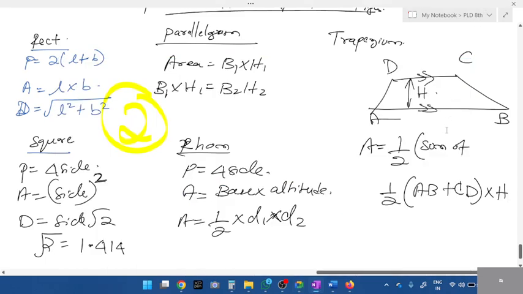Next. After this, perimeter concept. Circle. Semicircle concept, there are two formulas. First, just go through this, students. Any doubts in this? All of you remember all the topics? What is diagonal, perimeter, area? Okay, next.